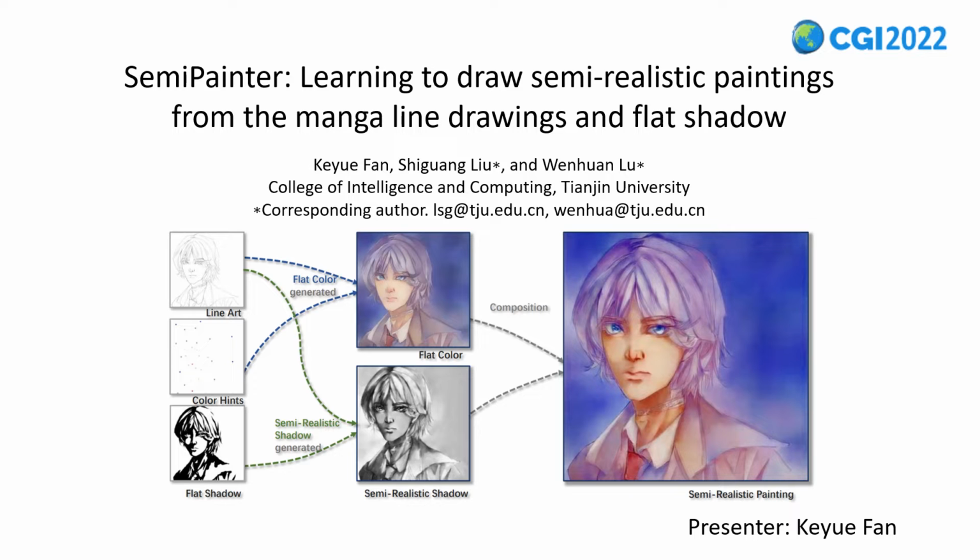First, we generate a semi-realistic shadow from a line drawing and a simple flat shadow image. Then, we generate the flat color from line drawings and user hints. And then, we merge these two parts of the painting to get the final result. To the best of our knowledge, this is the first framework for reproducing it.